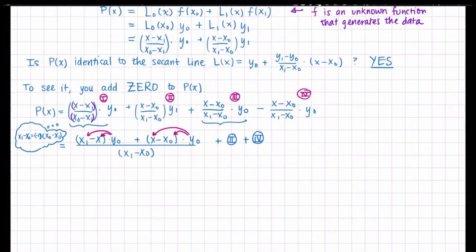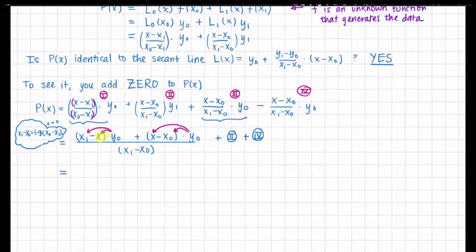And so, after cancellation in that minus x plus x, that means I have left an x1 times y naught and a minus x naught times y naught. That's what's left. And I write on top x1 minus x naught multiplied by y naught divided by x1 minus x naught. Well, that was convenient. Get some cancellation going on there. I still have to deal with terms 2 and 4, so I'll go ahead and write them down.